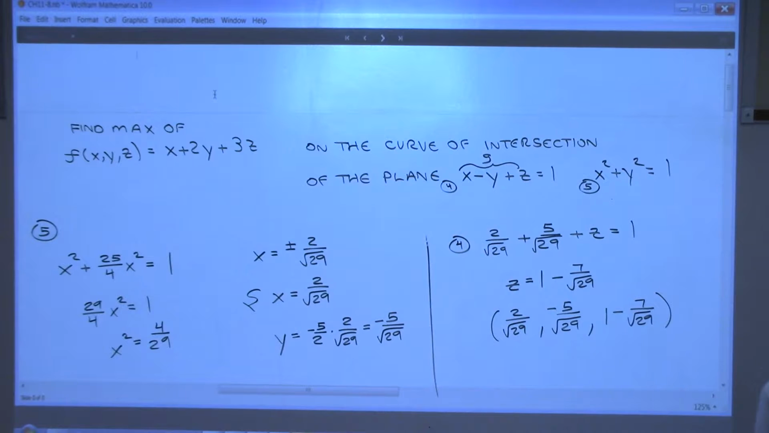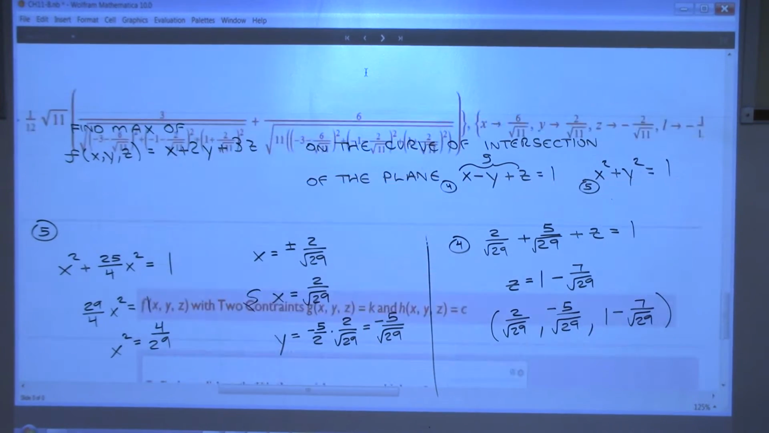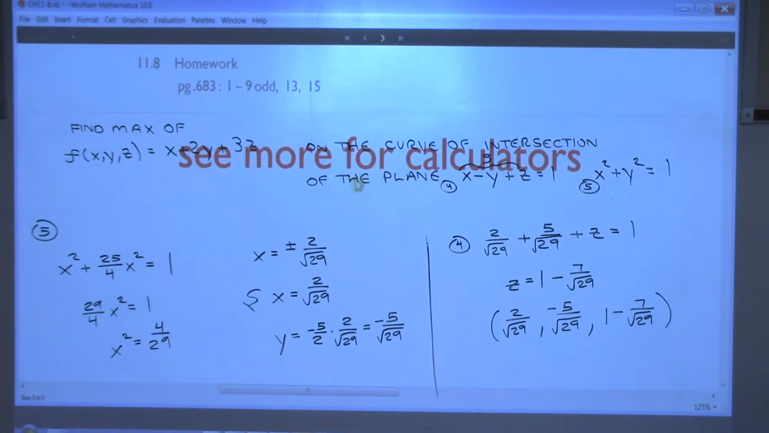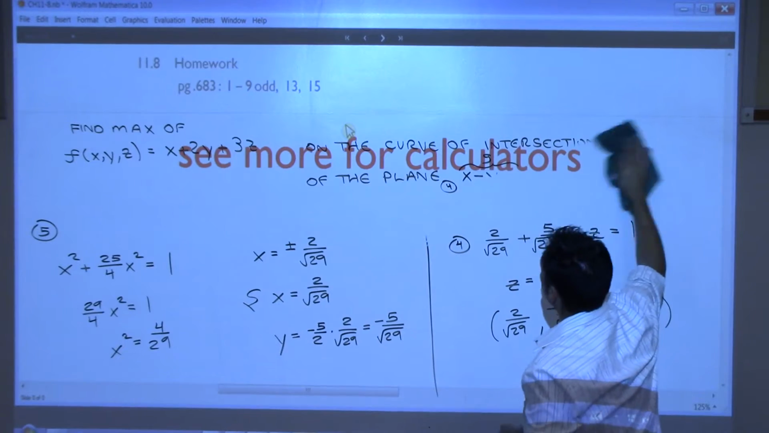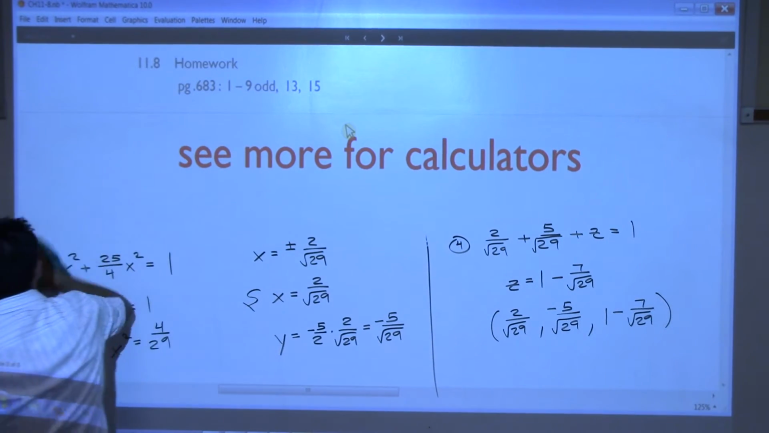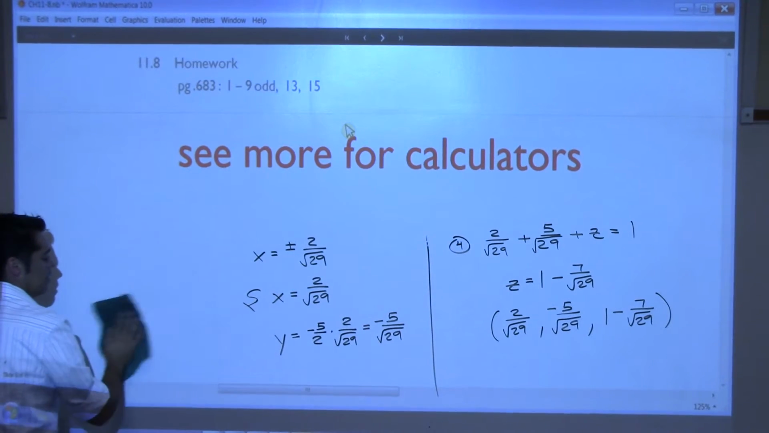The homework for this section is, I changed it, where is it? There it is. That has the correct page, and it has the corrected numbers you should do. I did a couple of those on video. They're online.